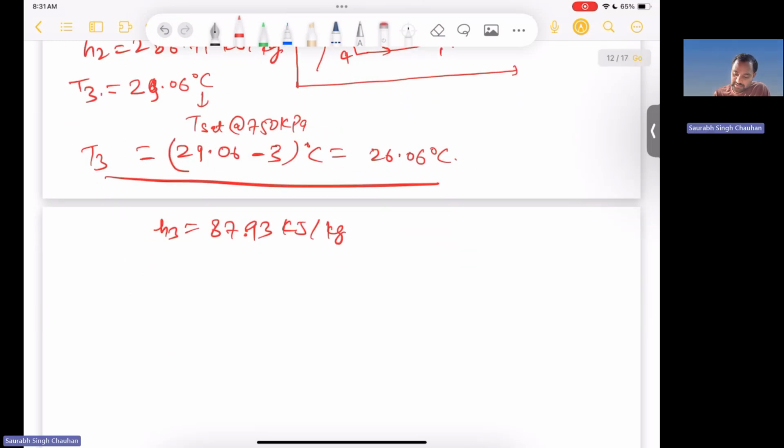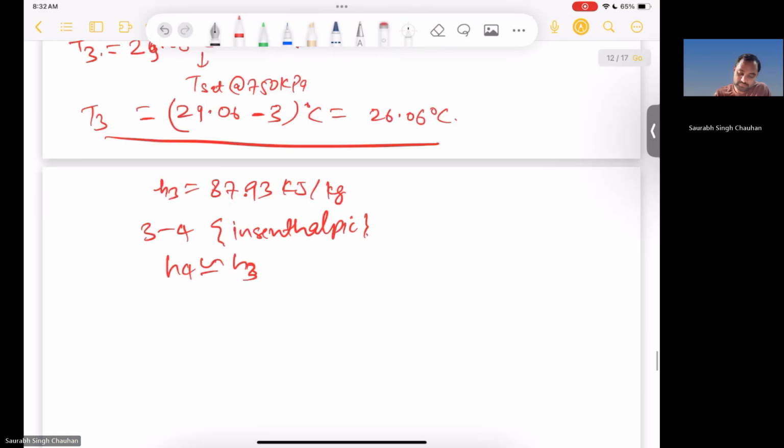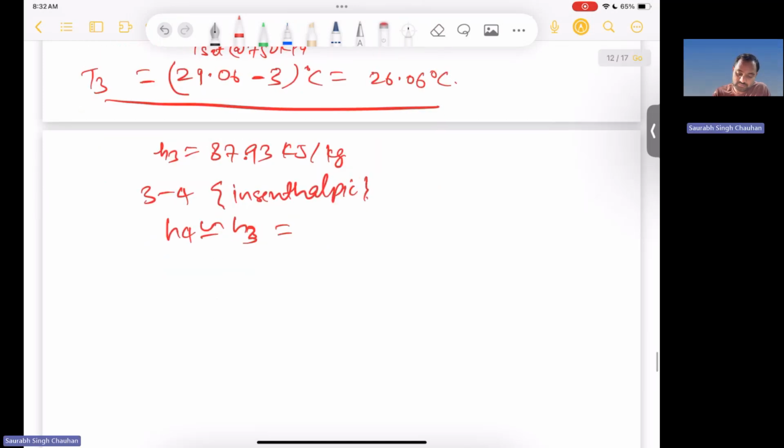Okay, and H3 to H4 can be considered to be an isenthalpic process. So H4 will be nearly equal to H3. Okay, that is equal to 87.93 kilojoule per kg. This is H3, right?